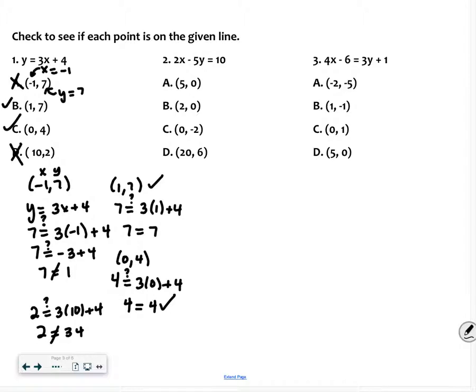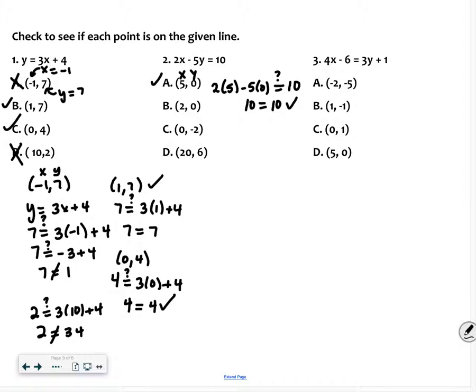So we plug in. So for A, if I plug in 5, 0, this is, again, the x and the y. So if I have 2 times 5 minus 5 times 0, I'm seeing if that's equal to 10. I do get 10 is equal to 10, so that one works.